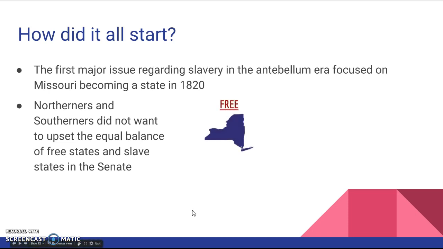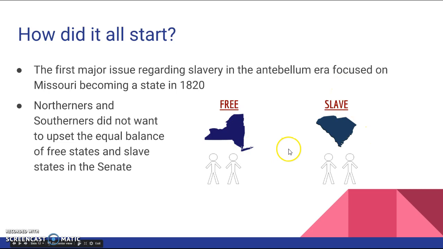So let's say we have a free state, and for this example, I'll just say New York. New York, one free state. And then we'll have a slave state, South Carolina. And we know that each state gets 2 senators. So here in this example, we have one free state and one slave state. So that means 2 free senators and 2 slave senators.